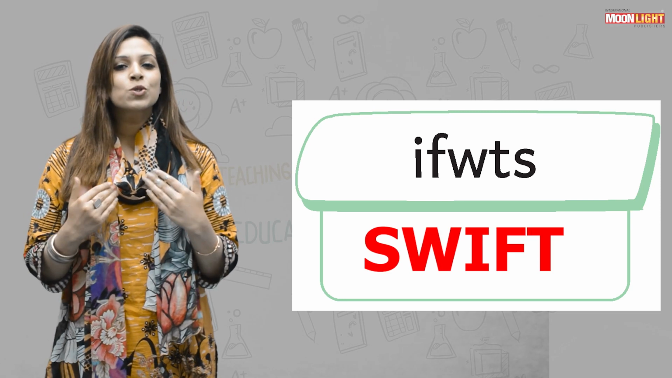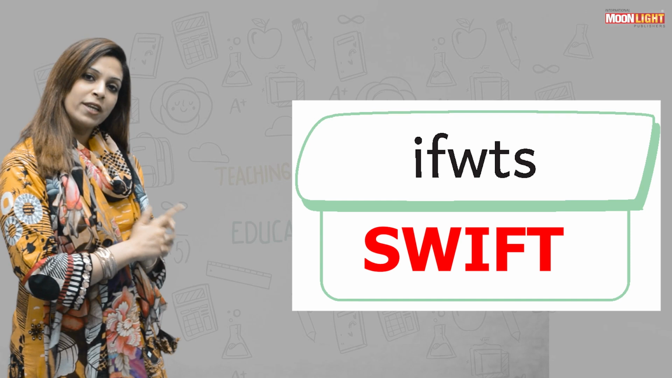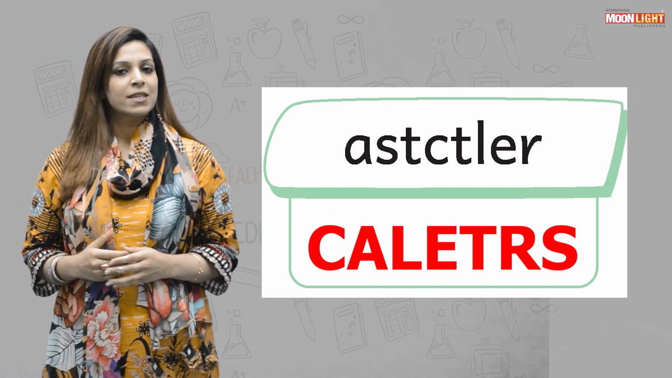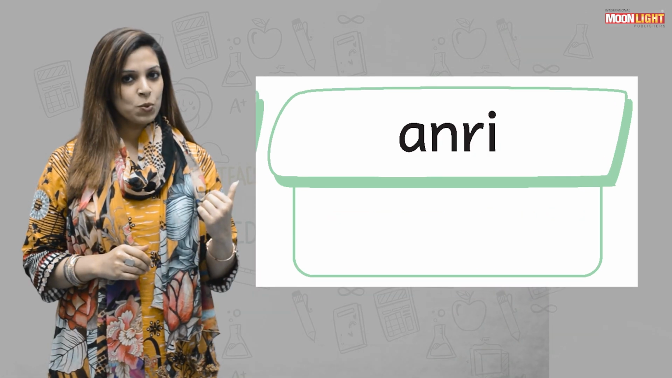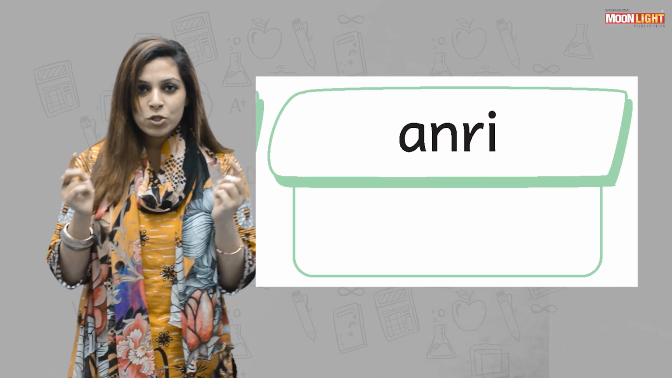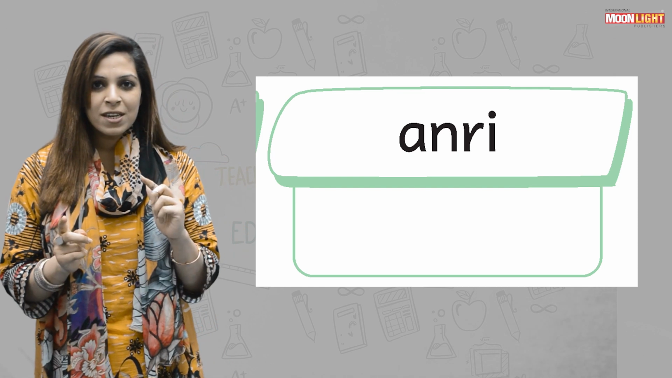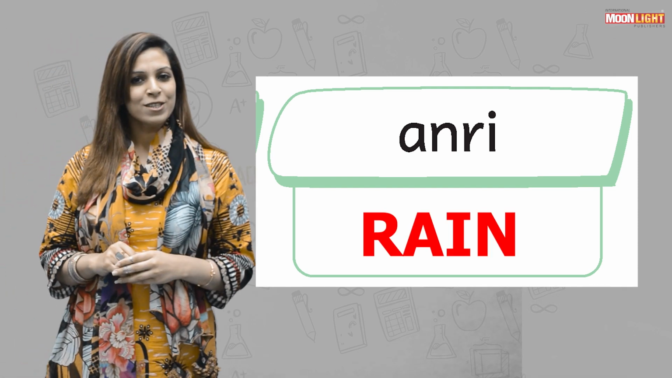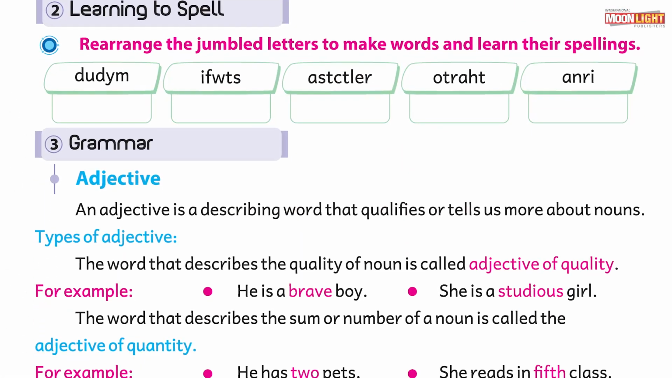So it is swift. Now it's time to focus on the next word. Use your mind, and this is clutters. Next word, throat. Look at the last word. Focus on the word. Use your mind. Shuffle them out, and then we get a word that is rain. Well done, students.